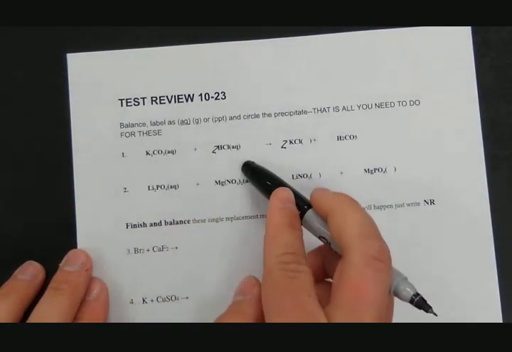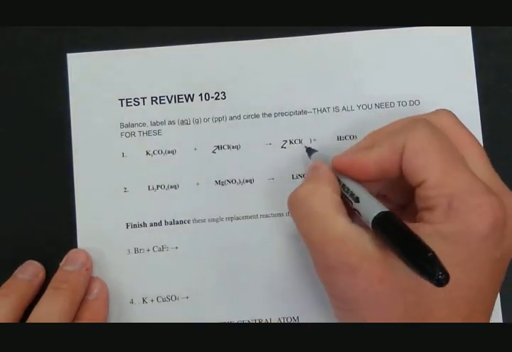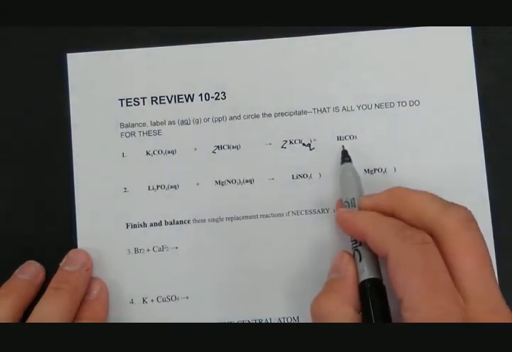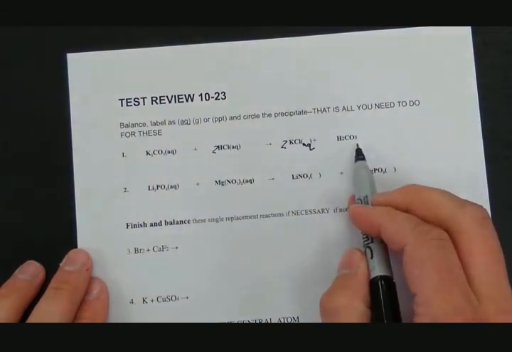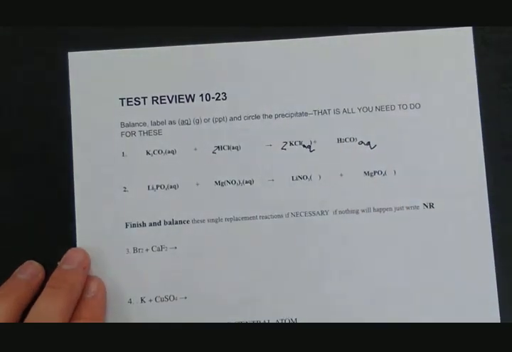These two are already labeled aqueous, KCl. Look in your sheet. You'll find that it is aqueous. And then H2CO3, look that up. You'll also find that that is also aqueous. Moving on.